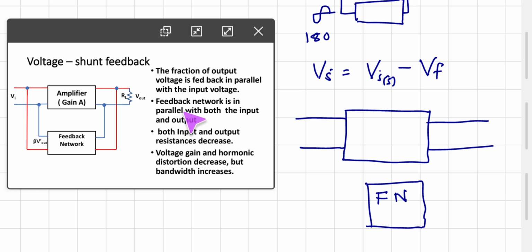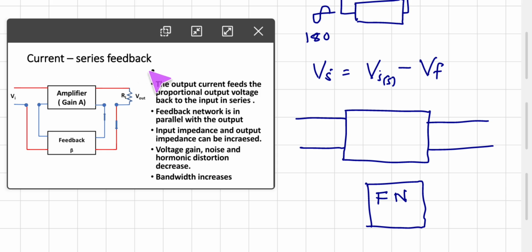The feedback network is in parallel with both the input and output. See, here it is the feedback network. The input side is parallel and the output side is parallel. So both input and output resistance decrease as the feedback network is in parallel with input and output. We know that when two resistors are in parallel, effective resistance decreases. So both the input and output resistance decrease, and voltage gain and harmonic distortion decrease, but bandwidth increases in case of voltage shunt feedback. So next one is current series feedback.